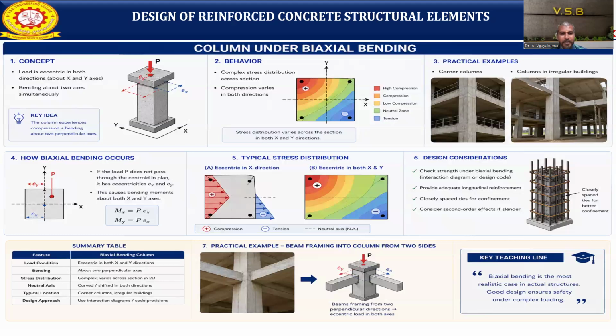We see the practical images where we can face biaxial bending of columns. With beams framing in two perpendicular directions, load acting on both axes will occur, so this is called a biaxially loaded column. So what is the key line? Biaxial bending is the most realistic case in actual structures. With good design we ensure safety under complex loading conditions, and we can avoid failure of the biaxially loaded column.